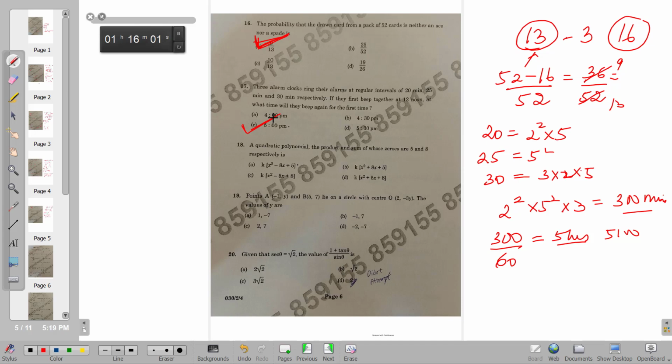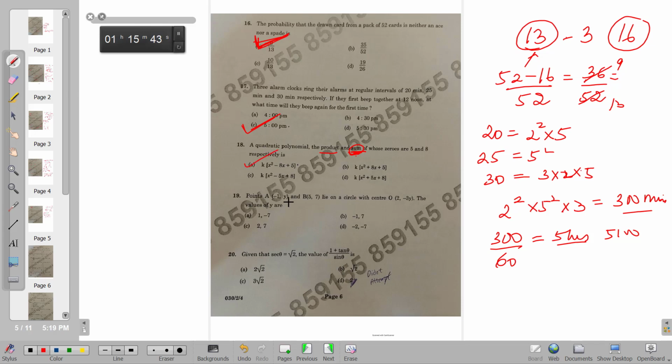Next one. A quadratic polynomial, the product and sum of whose zeros are 5 and 8 respectively. This is quite direct. So x square minus sum, but the sum has been given second. Be very careful. Product is given first, sum is given second. So x square minus 8x plus 5. That would be option A over here.